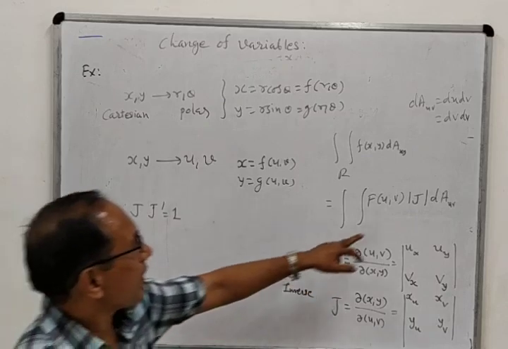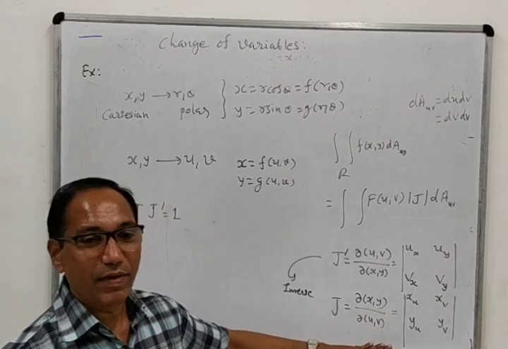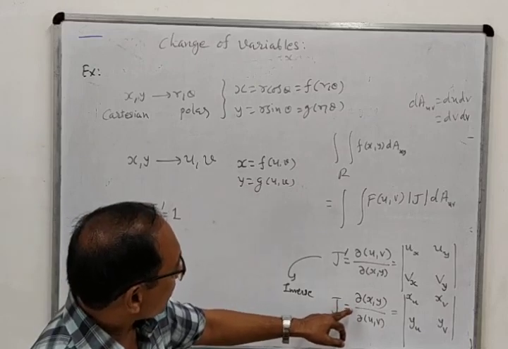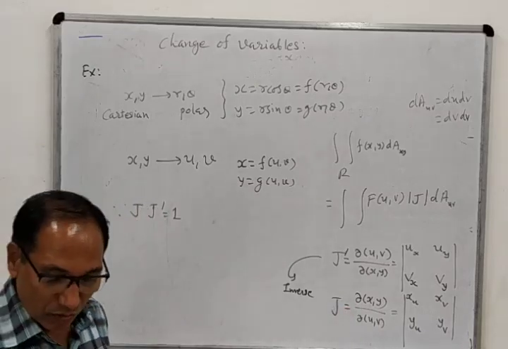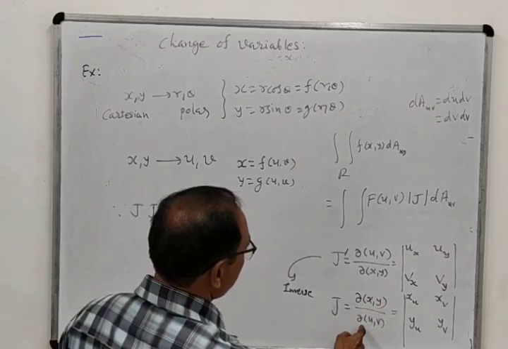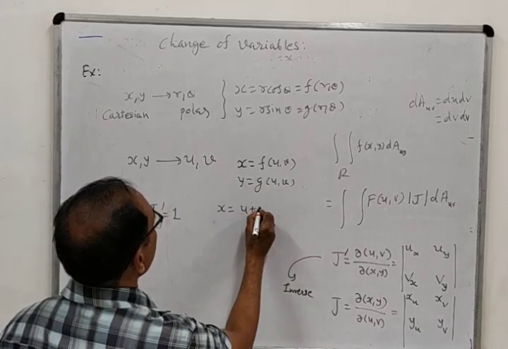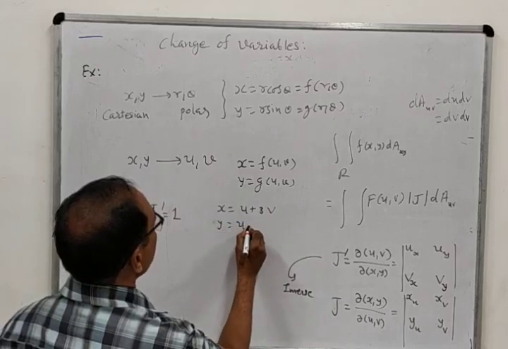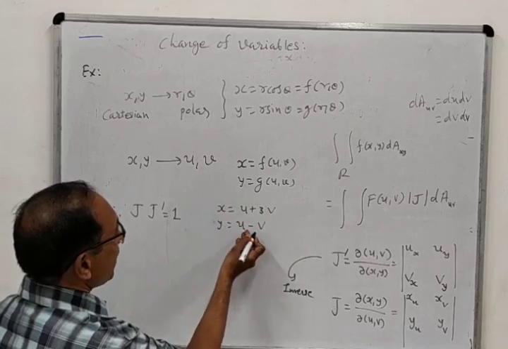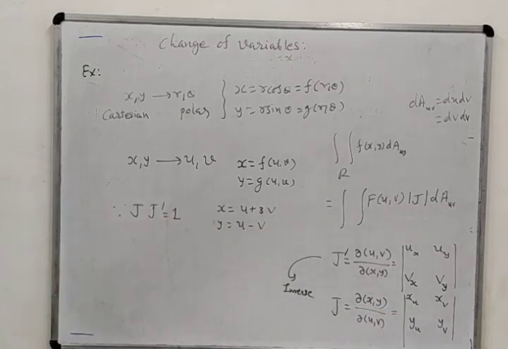Why? Because here we require Jacobian of J. Actually it is in modulus form, because if we get a negative value, it can be converted into a positive value. Sometimes it is easy to find ∂(x,y)/∂(u,v) when we are given the functions, suppose x equal to u plus 3v and y equal to u minus v. Then we can find derivative of x with respect to u and v, derivative of y with respect to u and v easily. Then we can find the Jacobian J in this way.